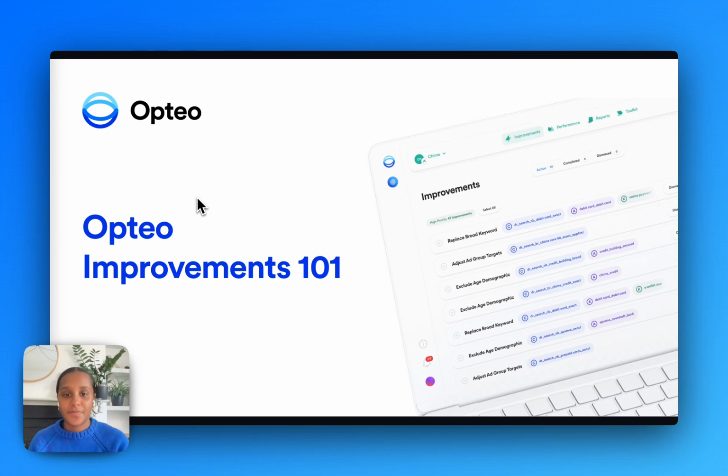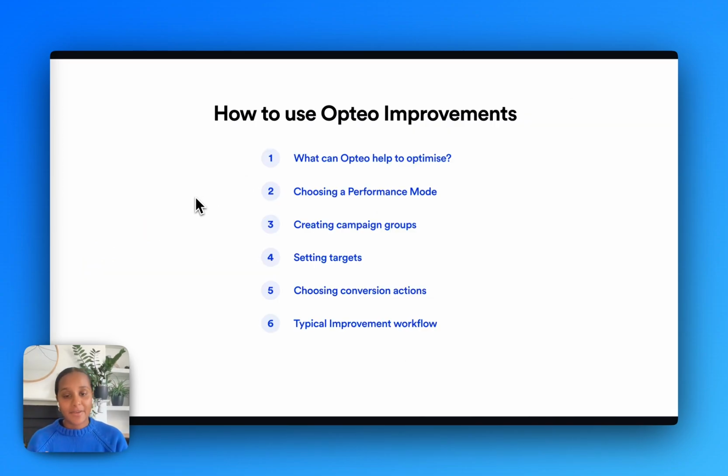So in this tutorial, we'll walk through the key areas that Opteo can help you optimize. We'll look at how to choose the right performance mode for your account in Opteo. We'll also look at creating new campaign groups, setting targets, and choosing conversion actions in your Opteo account. And then we'll go through a typical improvement workflow.